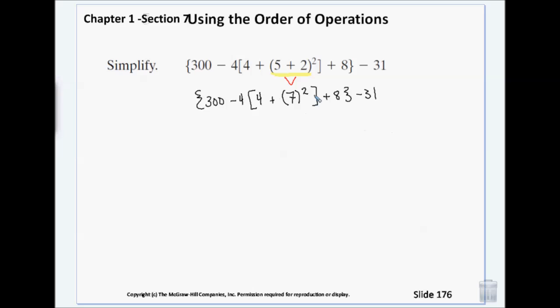Now I look and I'm inside brackets. Those are the next inside parentheses. So inside these brackets, I have addition and an exponent. So I need to do the exponent first. So that's 49. And again, I'm going to write everything else exactly the way it was.